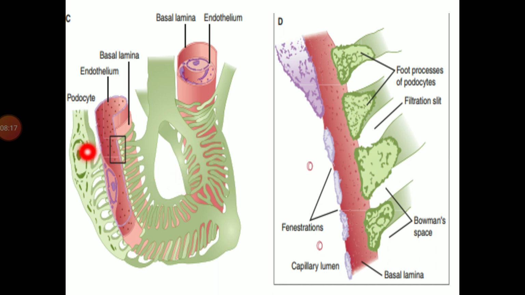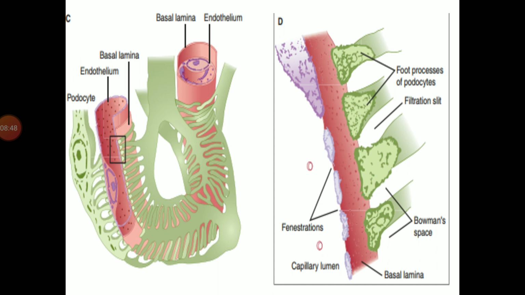Here you can see this green color, this is the podocyte, and it has so many finger-like projections which you call the foot processes, and due to these foot processes, this epithelial cell itself has been named podocyte. And the gap between these foot processes is around 20 nanometer. Due to this gap, a tunnel or slit-like structure forms. So this slit is called the filtration slit.